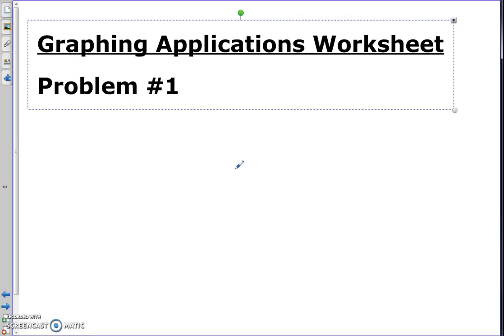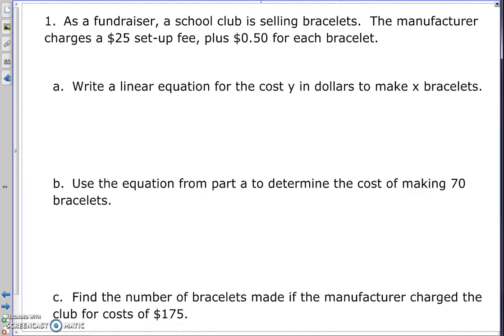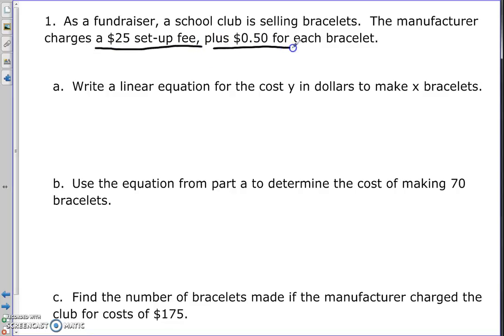Graphing Applications Worksheet Problem Number 1. As a fundraiser, a school club is selling bracelets. The manufacturer charges a $25 setup fee plus 50 cents for each bracelet.